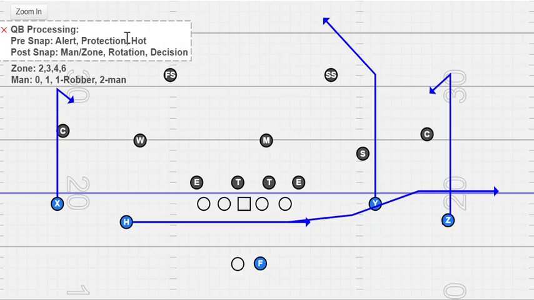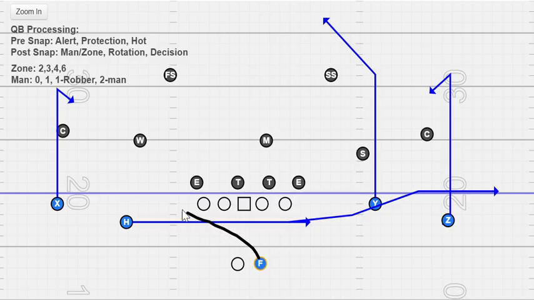And from my protection, I'm thinking, am I going to be hot? So in this case, I don't really like that situation, making this Will the guy that is going to be the hot guy. So what I'm going to do is I'm going to keep my Mike, but I'm going to instruct my fullback to come over here and take him instead. All right, so now my hot is going to be to the front side.